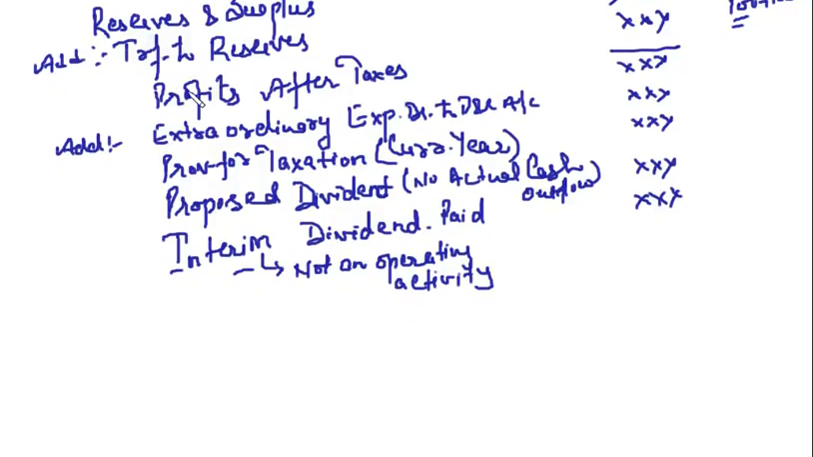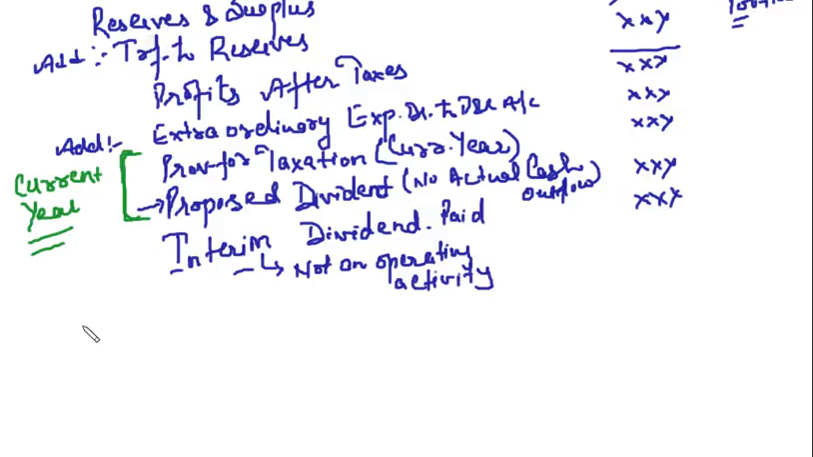Transfer to reserves, any extraordinary expenses debited to profit and loss account, provision for taxation created for current year, then proposed dividend. This proposed dividend is also for current year. These two items are to be dealt with very carefully. These two are for current year. Only the current year amount is to be added back. Be careful about this. Okay.